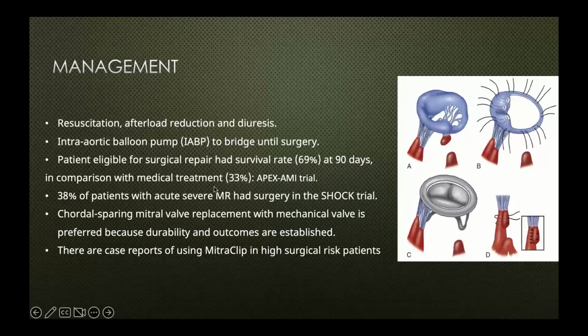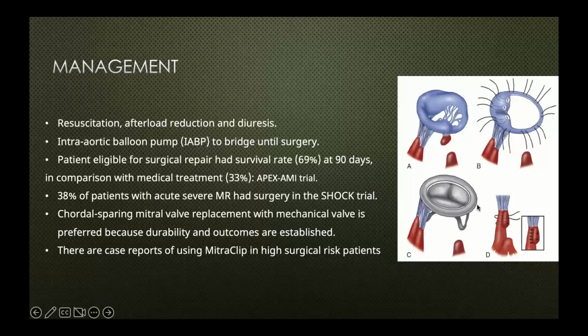And in the SHOCK trial, only 38% of patients underwent surgery, mainly because these patients are really sick and they decompensate quickly, so they don't have enough time to be surgical candidates. The usual surgical technique is mitral valve replacement with a mechanical valve, because this has been tried and the outcomes are well known. As you can see here in this picture, from A, you can see the papillary muscle rupture. The surgical technique includes mitral leaflet debridement and then implantation of the mitral valve.